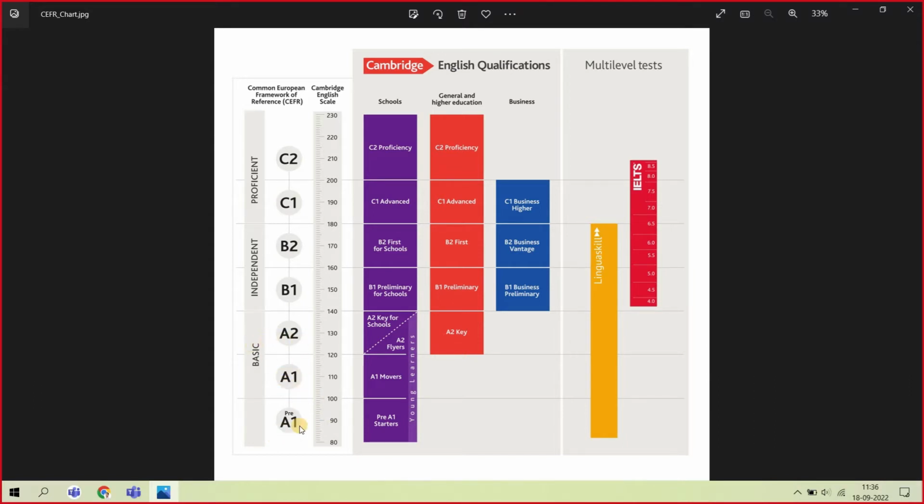From A1 to A2, it's called the basic level. This is what you understand. It means that if a learner is at the A2 level or A1 level, they are not good at it. They are very average. They are not able to understand much. They are not able to do anything where language is important.